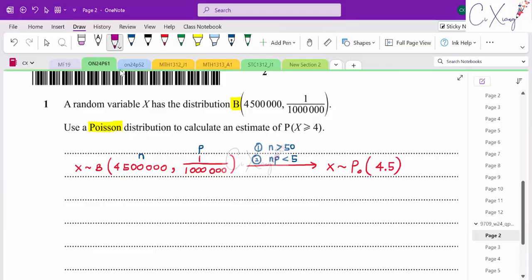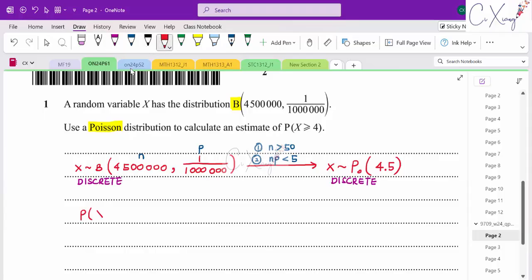Okay, then an extra piece of information here. Since this binomial is a discrete random variable, and Poisson is also a discrete random variable, both are discrete. Therefore, continuity correction is not needed. Alright, so that means you can directly calculate the probability here.